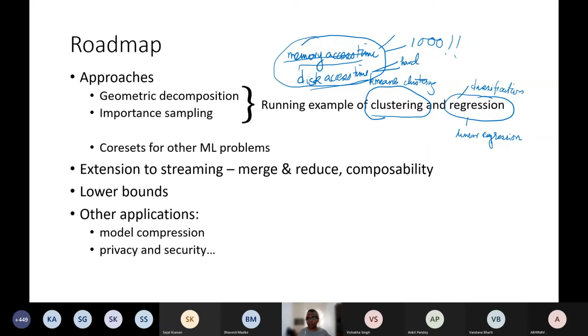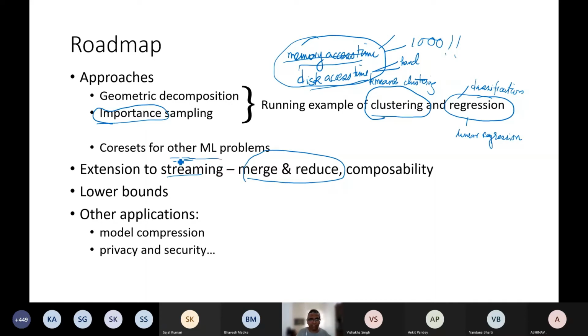The first approach will be utilizing geometry. The next approach will be using something more statistical, basically sampling, but not uniform sampling. What we call importance sampling. Basically what we'll figure out is which data points are more important than the other ones. And then I'll just give some pointers to coresets for other machine learning problems. I'll go through it, but we won't go into much detail because this is a very vast literature.